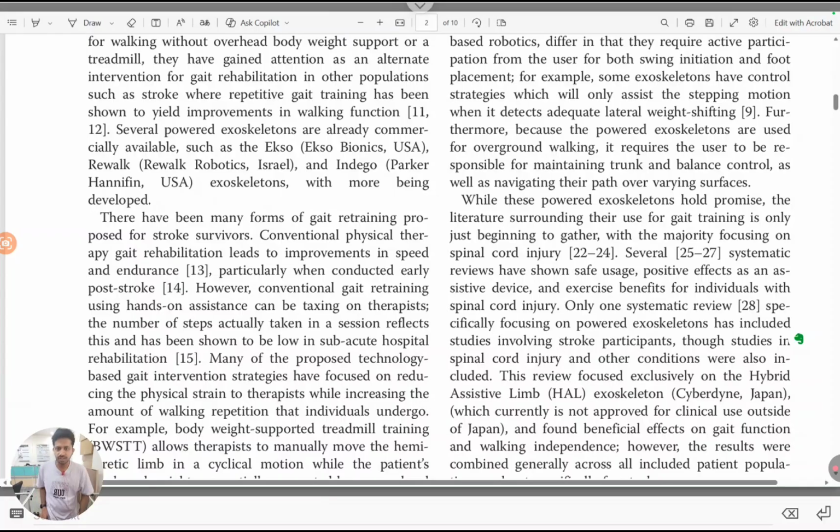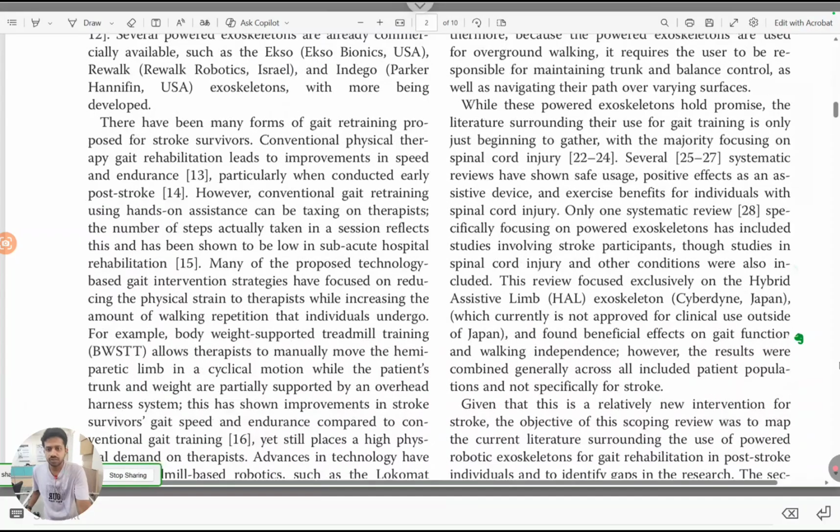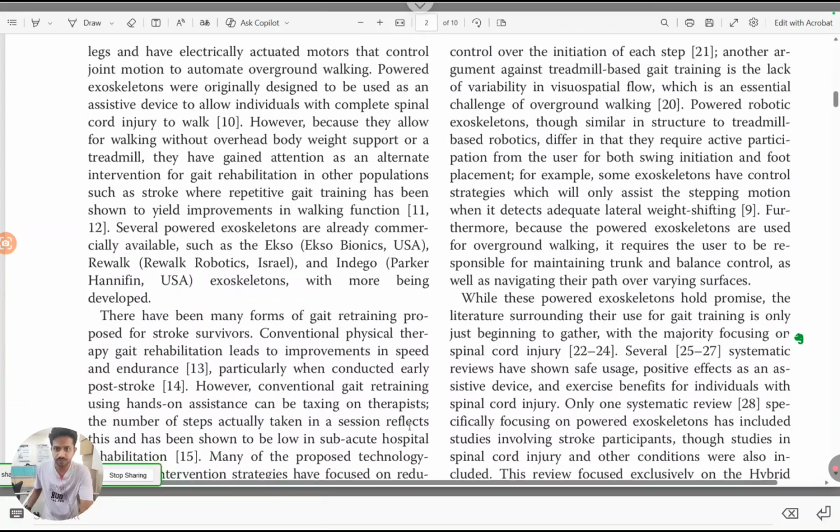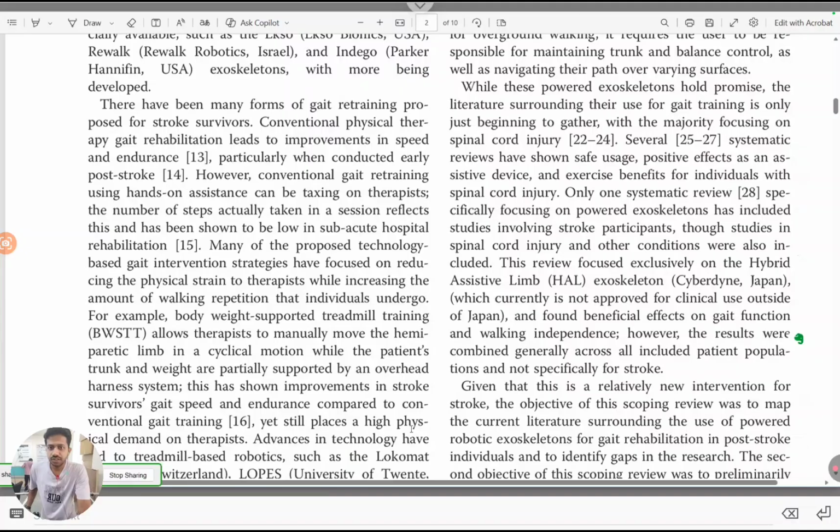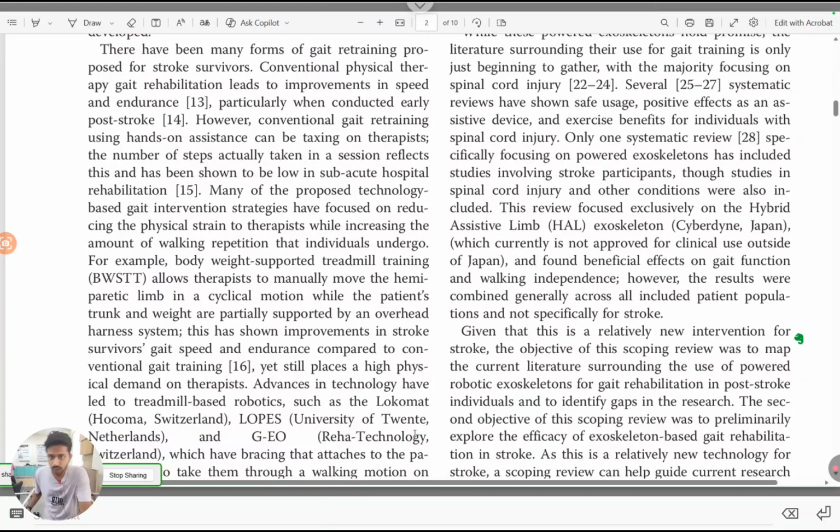Many of the proposed best gait intervention strategies have focused on reducing the physical strain on therapists while increasing the amount of walking repetition that individuals undergo. For example, body weight supported treadmill training, BWSTT, allows therapists to manually move the paretic limb in a cyclic motion while the patient's trunk and weight are partially supported by an overhead harness system.